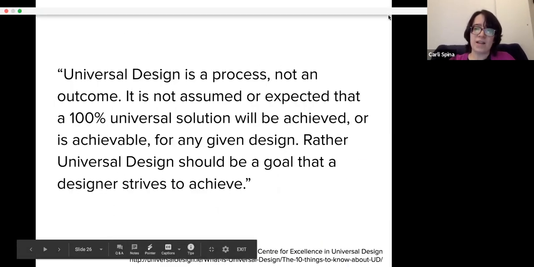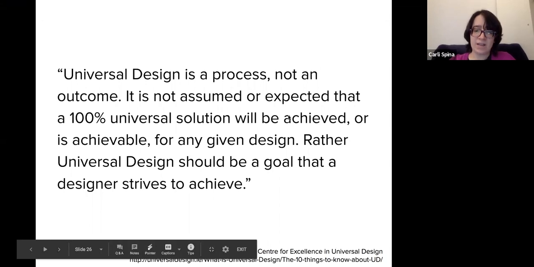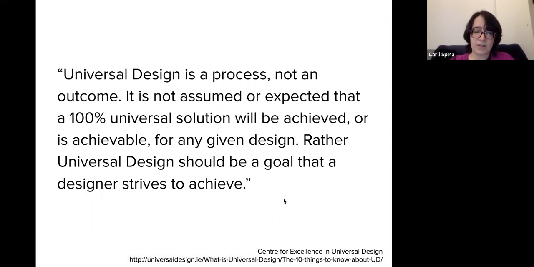So I would say that it's best to think of it, and this is a quotation from the Center for Excellence in Universal Design, in this way. Universal design is a process, not an outcome. It is not assumed or expected that a 100% universal solution will be achieved or even is achievable for any given design. Rather, universal design should be a goal that a designer strives to achieve. And I would add to this that particularly in libraries, it should also be an iterative process that we are continually trying to improve on.